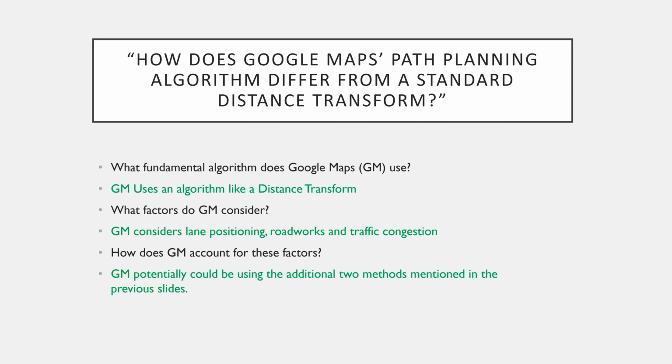Coming back to the original core question, the following answers can be provided. Google Maps uses an algorithm like a distance transform. Google Maps considers lane positioning, roadworks, and traffic congestion. Google Maps potentially could be using the additional two methods mentioned in the previous slides.